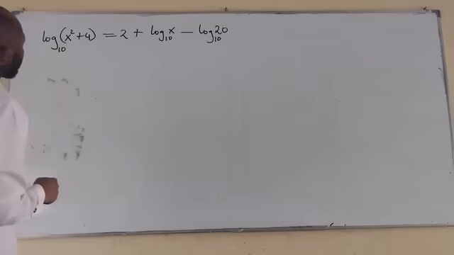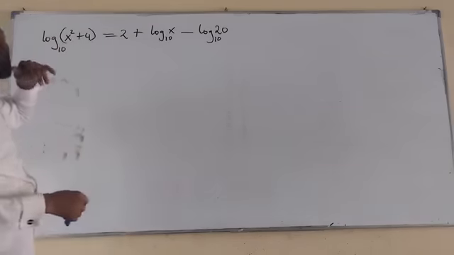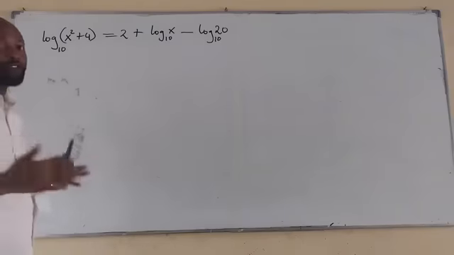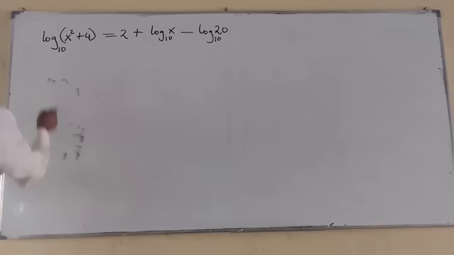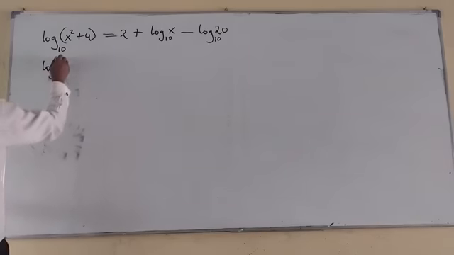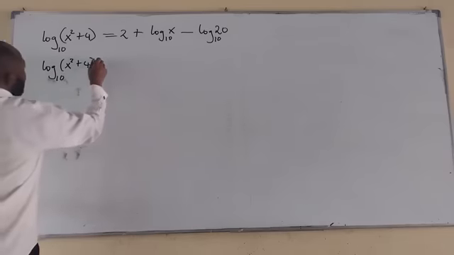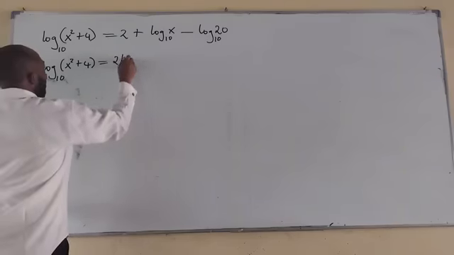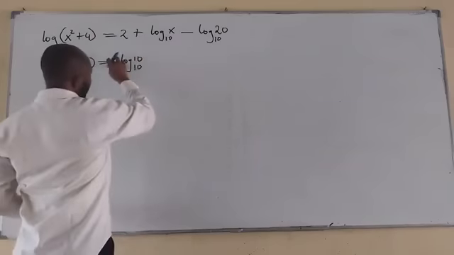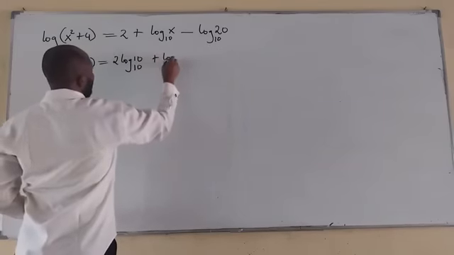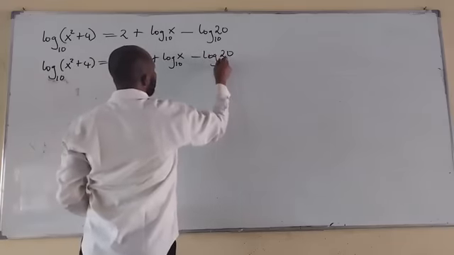Okay, from here, this has a log, and this has a log, but this doesn't, so it has to be introduced. But whatever is being introduced must still maintain the fact that this number 2 is still the same 2. So I will have my log of x squared plus 4 in base 10 is equal to 2 log 10 in base 10, which is 1, times 2, is 2 plus log x in base 10 minus log 20 in base 10.